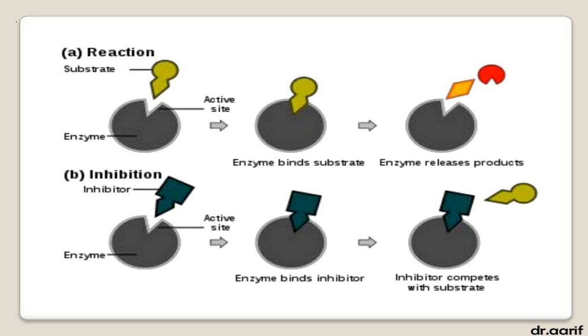In some of the cases, enzyme activity is inhibited by an inhibitor. That inhibitor resembles the substrate and binds with the active site of the enzyme and inhibits the enzyme activity.